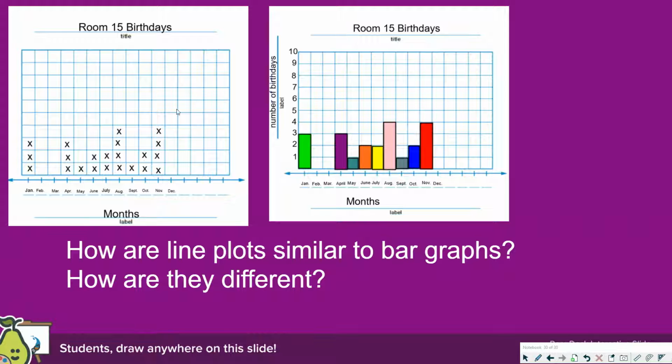Now, how is this line graph similar to the bar graph? Well, both of them have labels on the bottom. Both of them have titles. Both of them have the months listed for this particular one. Okay, both of them are showing the data. What's different though is that I have 1 X per person. Over here, I've drawn a bar and I have a vertical axis with a label over here, the number of birthdays. So what this is saying is I've got 3 people who have a January birthday. It's giving me the same information, but it's setting it up for you in a slightly different way, okay?